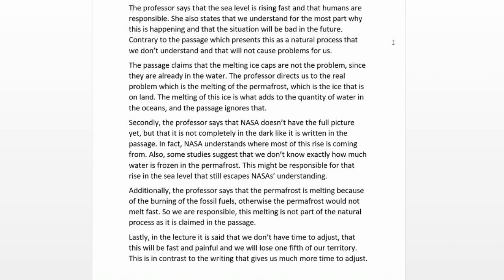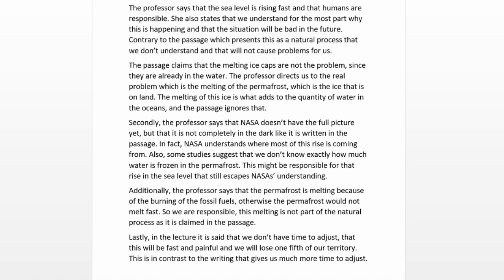Basically here I give the skeleton of what I'm going to talk about, how I'm going to explain everything, how what the professor says in the lecture contradicts the reading passage. So I started off by saying what the professor thinks, what she claims, and that is in the first 2 sentences. And then in the 3rd sentence of the first paragraph, I talk about the passage.